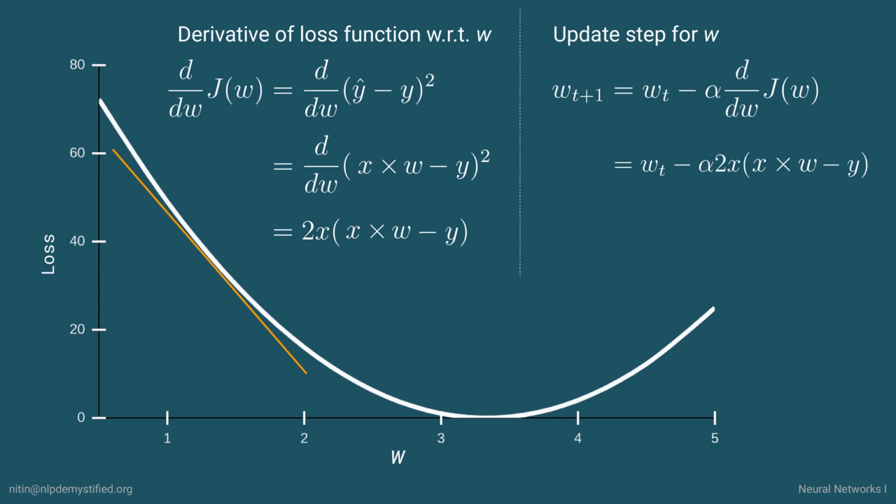So to update w, we'll simply take the current w value and subtract it by alpha times the derivative of the loss with respect to w. We're subtracting because we want to travel down the slope towards lower loss. Let's look at an example to really anchor this.